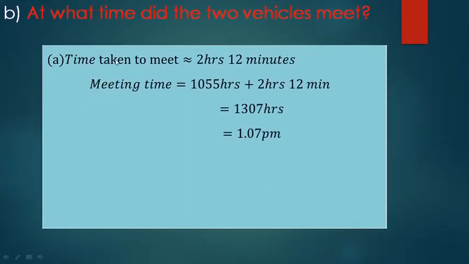But the key of the question is: at what time did the two vehicles meet? Now they are asking us at what time. Remember, the time taken to meet is 2 hours and 12 minutes. So if both of them started competing at 10:55, we add 2 hours and 12 minutes to find the time they met. So 10:55 plus 2 hours 12 minutes, you find 13:07 hours, which is the same as 1:07 p.m. That's the time they met of the day.